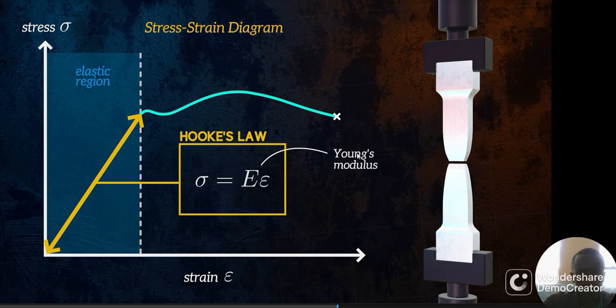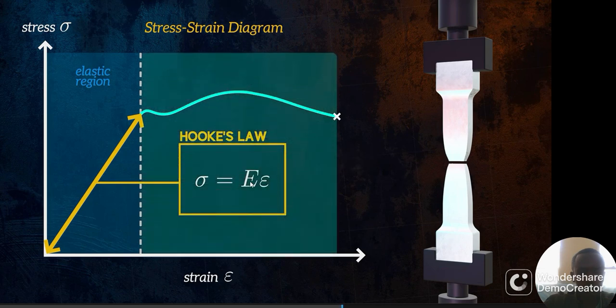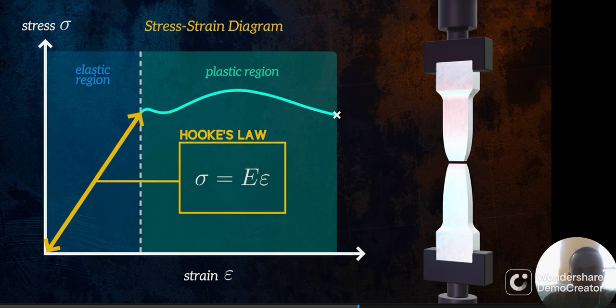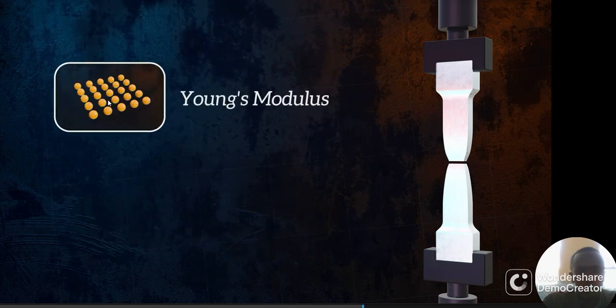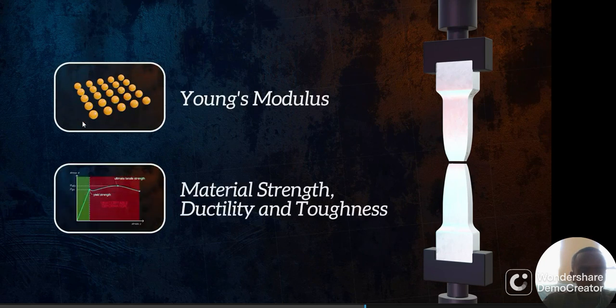Hooke's law usually only applies for small strains. For larger strains, the relationship between stress and strain is no longer linear. Deformations are not reversed when the load is removed, and we have permanent plastic deformation. You can learn more about stress-strain curves in my videos about Young's modulus, and about material strength, ductility, and toughness.